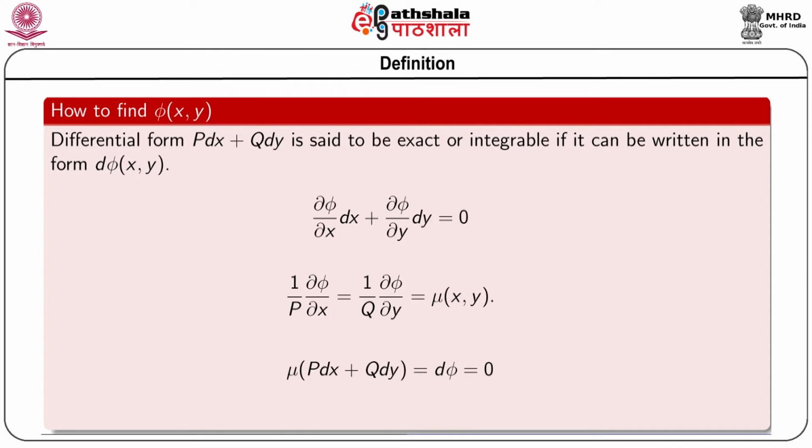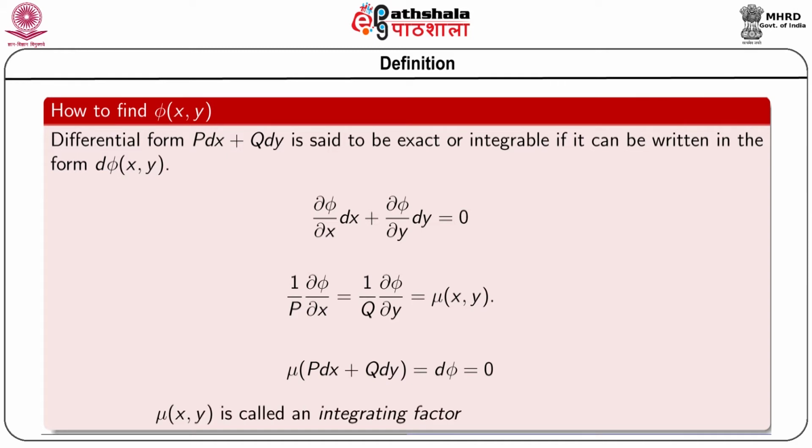Now, if we expand d of phi, we will get del phi/del x dx plus del phi/del y dy equals 0. So, if we compare this equation with P dx plus Q dy, we will get the relation (1/P) del phi/del x equals (1/Q) del phi/del y equals mu, which is a function of x and y, and this function mu is called an integrating factor of the differential equation.